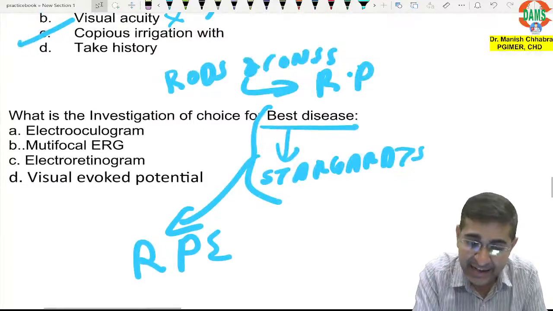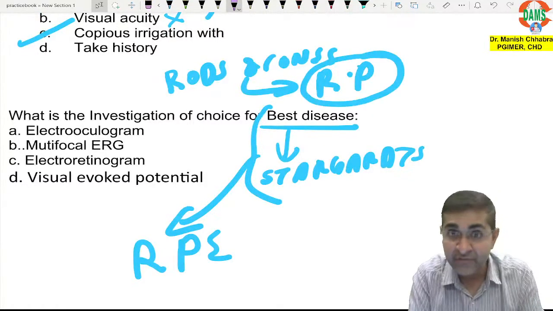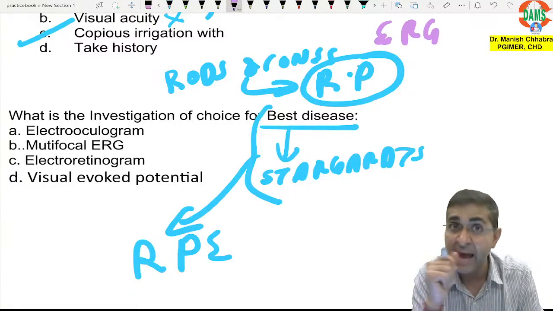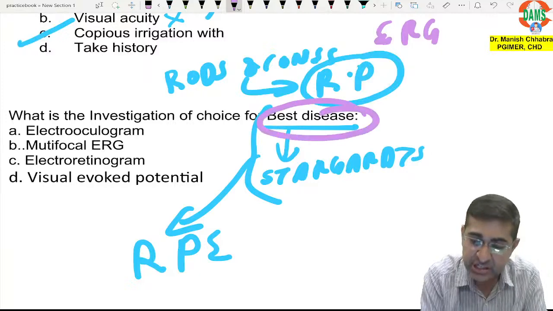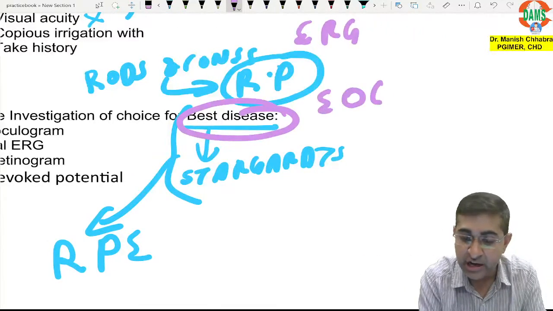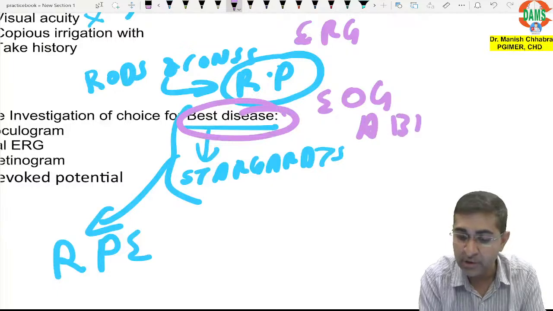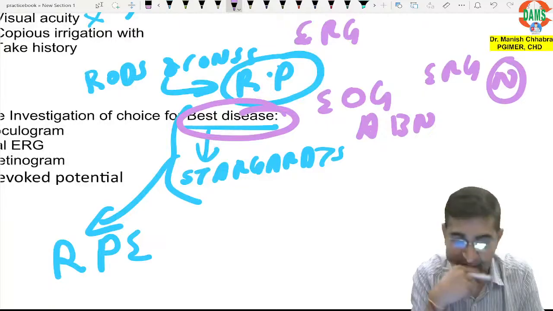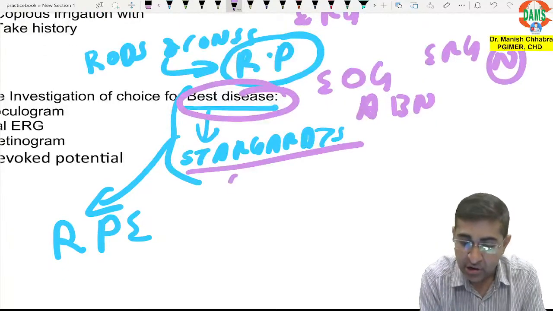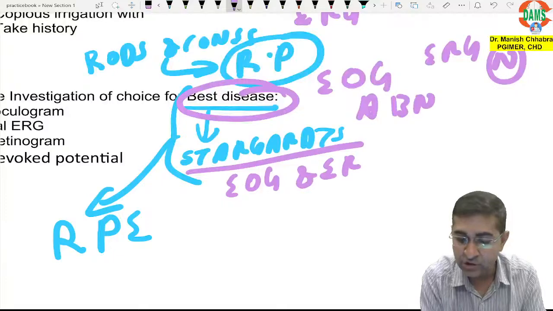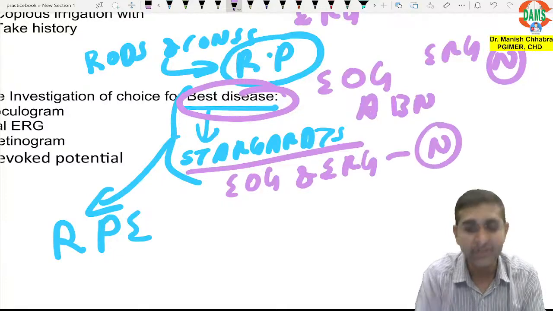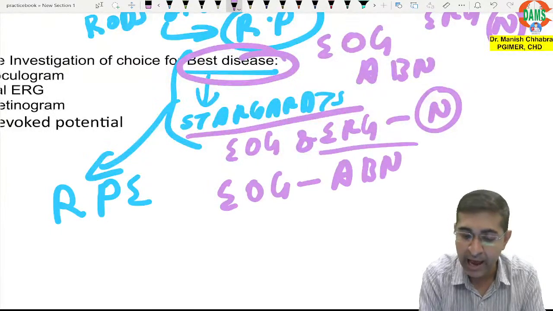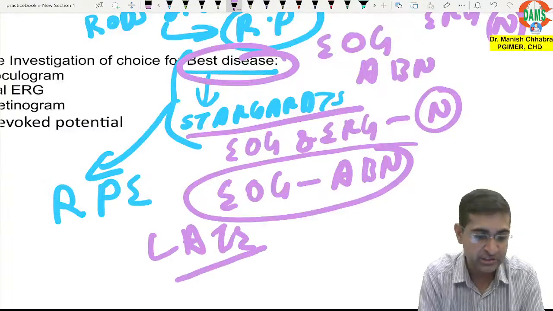Now in retinitis pigmentosa, the investigation of choice is electroretinogram, which is abnormal, while in Best disease the investigation of choice is electrooculogram, which is abnormal, while electroretinogram will be normal in Best disease. While in Stargardt disease, electrooculogram and electroretinogram both are normal in the beginning, but later electrooculogram will go abnormal. This is late in the disease.